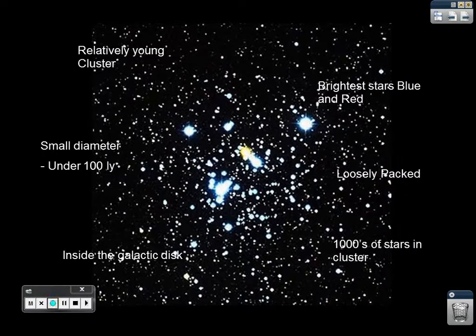They only have in the thousands worth of stars, up to 10,000 in the cluster. Loosely packed, there's lots of gaps between them. And the brightest stars are blue, and there are some bright red stars in there as well. Are we okay with the difference? Okay.